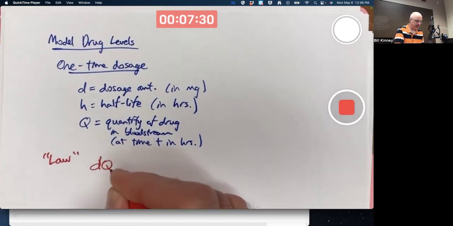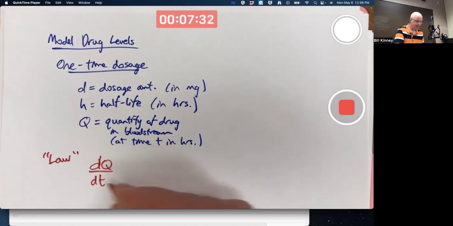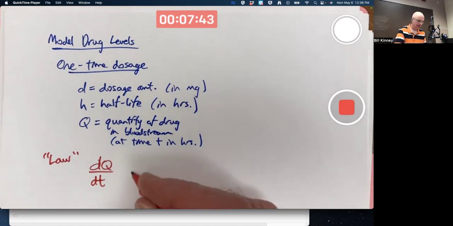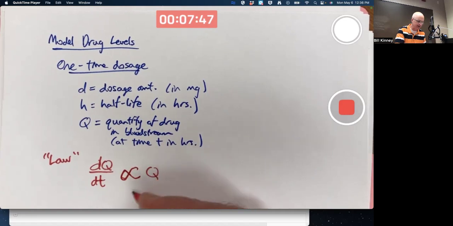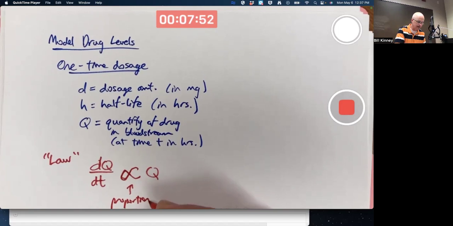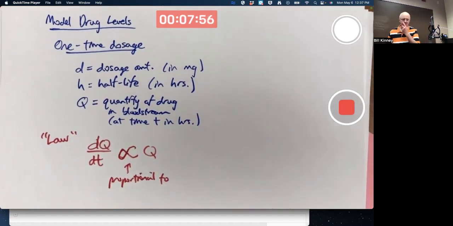The rate of change of the drug, dQ/dt, you can measure is proportional to the amount of drug that's present. I'll use the proportionality symbol. It's proportional to the amount of drug that's present. In other words, at the most intuitive level, the more drug that's in your body at any given moment in time, the faster it's decaying.